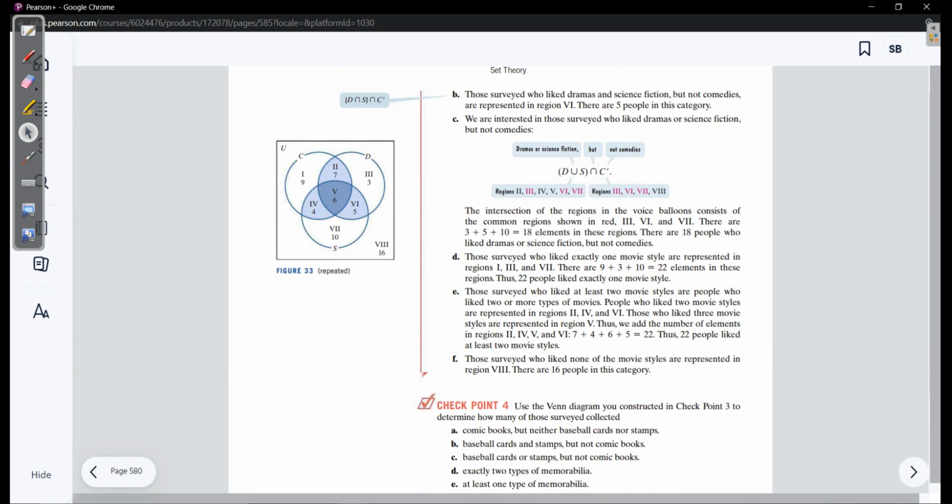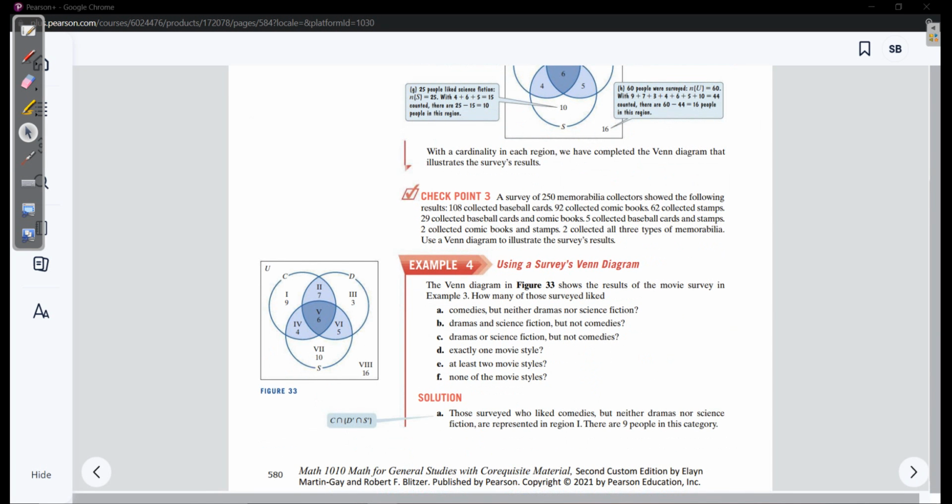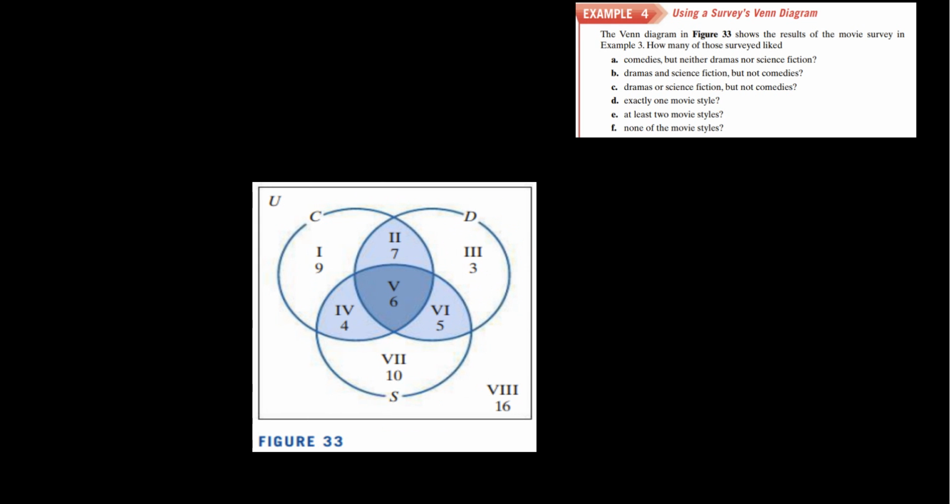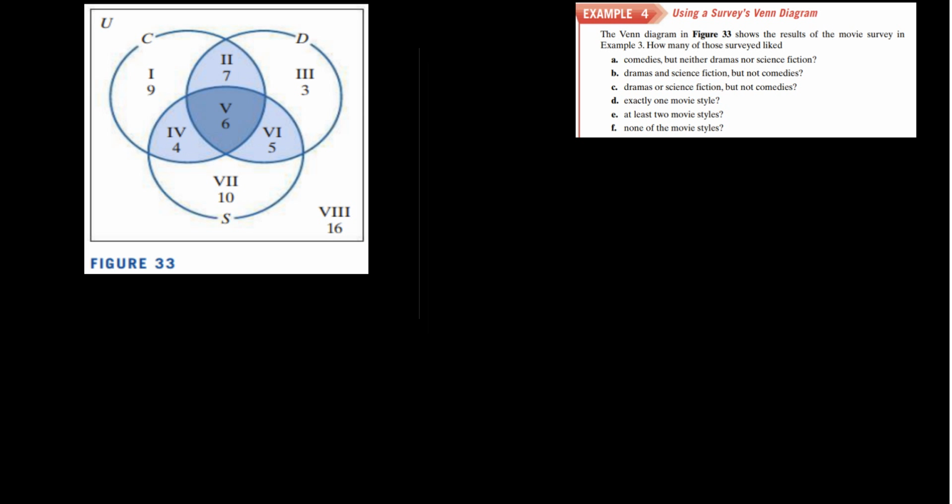So what we're gonna do is just simply answer questions here. All right, let's answer some questions. A. The Venn diagram in Figure 33 shows the results of the movie survey in example 3. How many of those surveyed liked comedies, but neither drama nor science fiction? So how many people just liked comedies, but not science fiction or drama? Well, that's pretty easy.